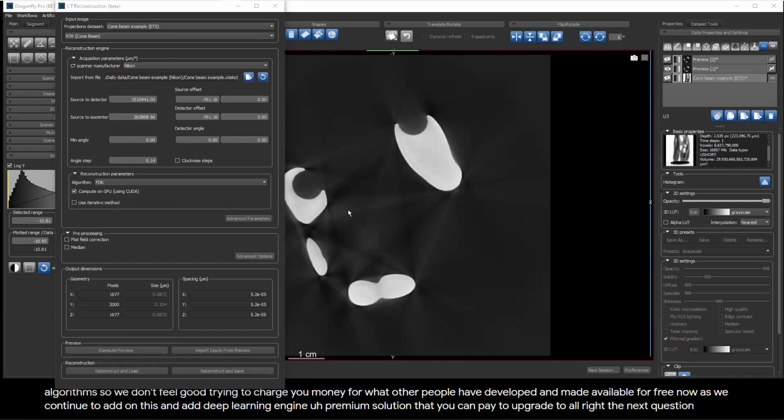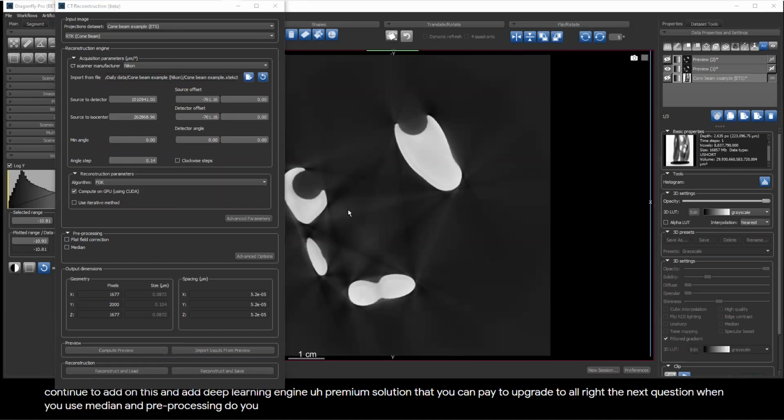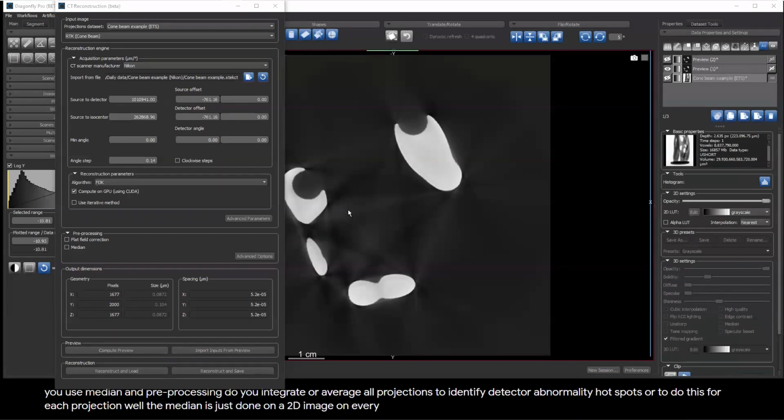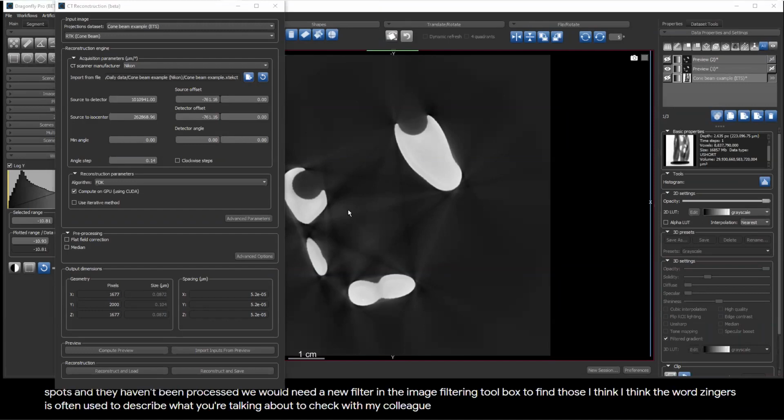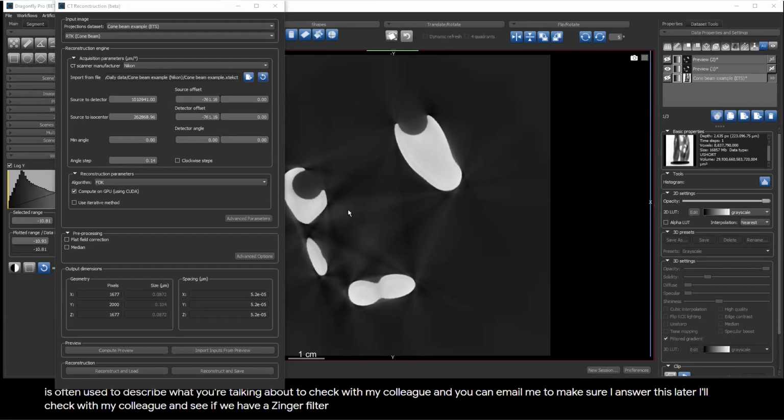All right, the next question. When you use median in pre-processing, do you integrate or average all projections to identify detector abnormality hotspots, or do you do this for each projection? Well, the median is just done on a 2D image on every image, so it's not actually looking for those hotspots. If you have hotspots and they haven't been processed, we would need a new filter in the image filtering toolbox to find those. I think the word zingers is often used to describe what you're talking about. So I'll have to check with my colleague, and you can email me to make sure I answer this later. I'll have to check with my colleague and see if we have a zinger filter that'll take care of that.